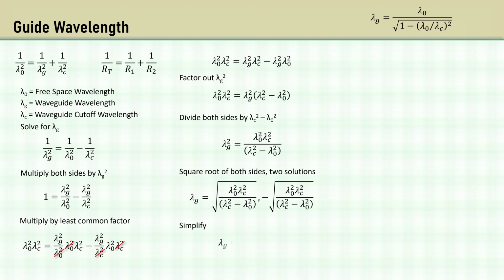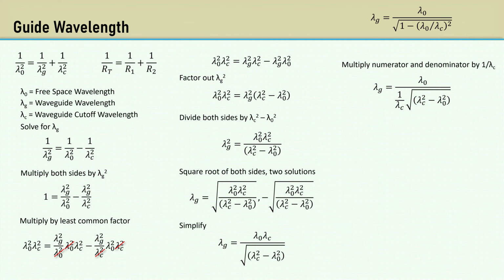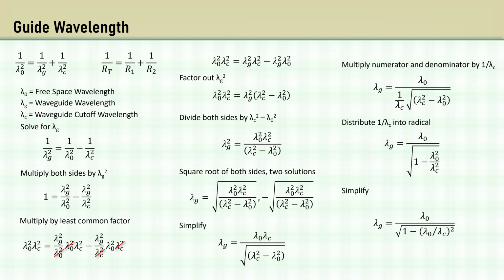Then simplify by removing the radical from the numerator. Then multiply the numerator and denominator by 1 over lambda c. Distribute 1 over lambda c into the radical. Then simplify the lambda powers. And here we have that textbook equation.